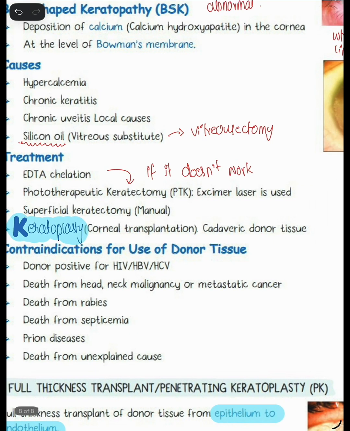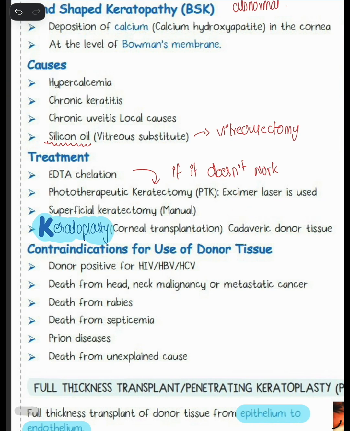From the cadaveric donor tissue we do the corneal transplantation. So what are the contraindications for the use of the donor tissue? If the donor is positive for HIV, Hep B virus and Hep C virus, and death from the head, neck malignancy or metastatic cancer. For example, if there is pancreatic cancer and it is metastasized to the other organs, and if the death of the patient occurs from rabies, from septicemia and prion disease, or death due to the unexplained cause.